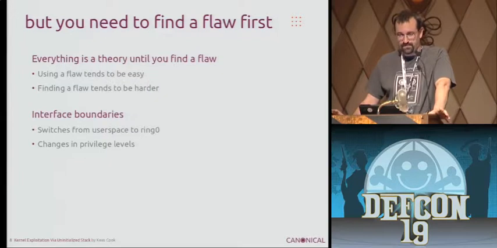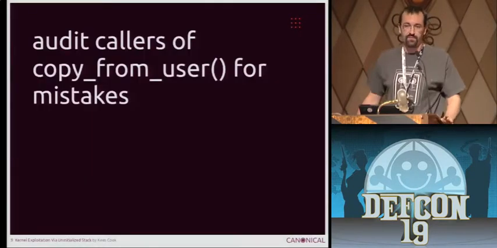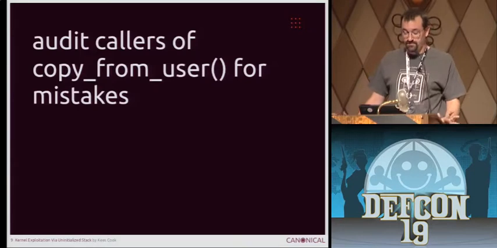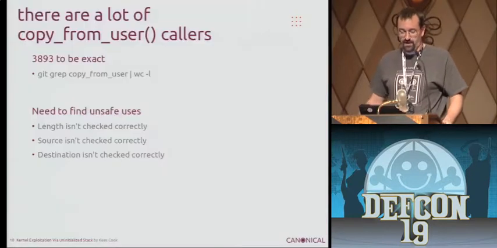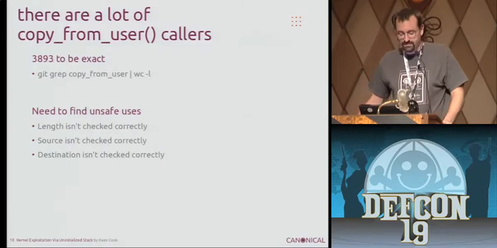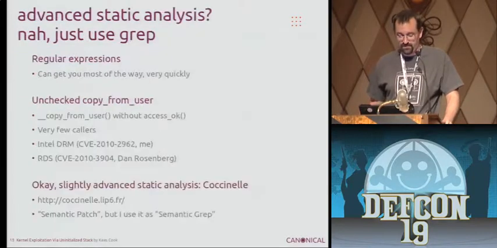So I started looking at interface boundaries, where things make transitions, and I was especially interested in copy_from_user because that's where you're pulling information from user space and putting it somewhere in the kernel. So anything that goes wrong in that is going to be a nice thing. So there are a lot of callers, about 4,000. So it was a bit daunting to just start with that. But I'm looking for things where length isn't checked, source isn't checked, destination isn't checked, all that.